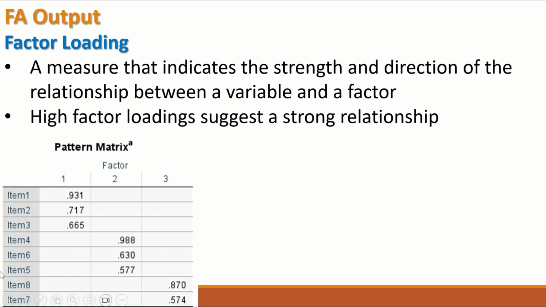As shown here in the pattern matrix, 8 items have been grouped into 3 factors: factor 1, 2, and 3. Factor 1 has 3 items loading onto it, item numbers 1, 2, and 3, which measure that factor. As shown here, the loading values are 0.93, 0.7, and 0.65. So these 3 items hold together to represent or measure a factor.